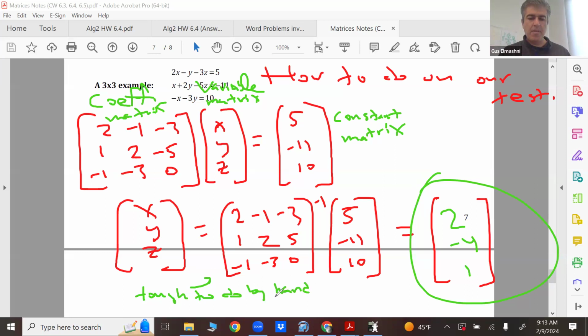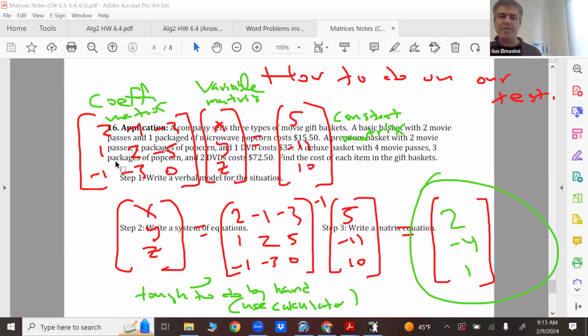So on the test, I'm not going to ask you guys to do an inverse at all by hand. I mean, I used to have my students do the inverse of a 2 by 2, but I just don't care to do that anymore. In an honors class, maybe I would, just because I want to challenge them, but I think it's just too much. Okay. So, all right.